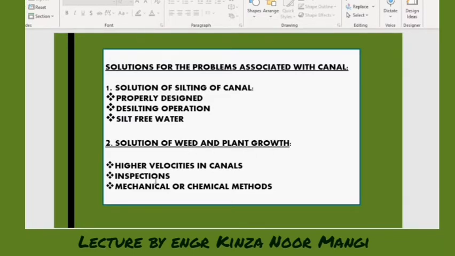And second is the inspection. Again, we have to check whether it is needed to make the velocity higher from the head or not. Then the mechanical or chemical methods, meaning with the use of any machine or any chemical, we can also get rid of this problem.